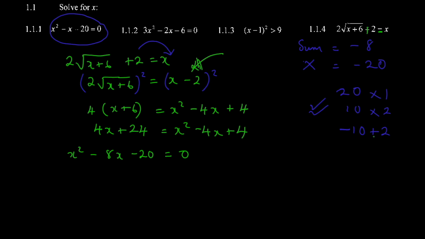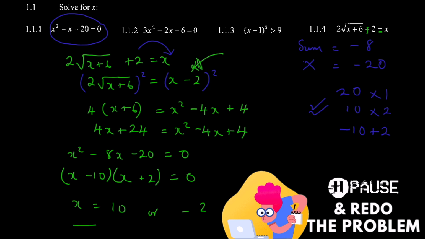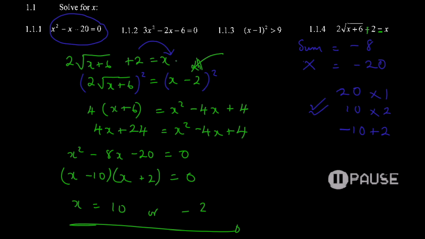And notice that negative 10 plus 2 actually gives us negative 8. And then when you multiply them, you get negative 20. So this is really reassuring for us, okay? So here I'm going to write x, and then x, equal to 0. So here it's negative 10 on one side, and then it's plus 2 on the other side. So x is equal to 10 or negative 2. So this one would be your solution.